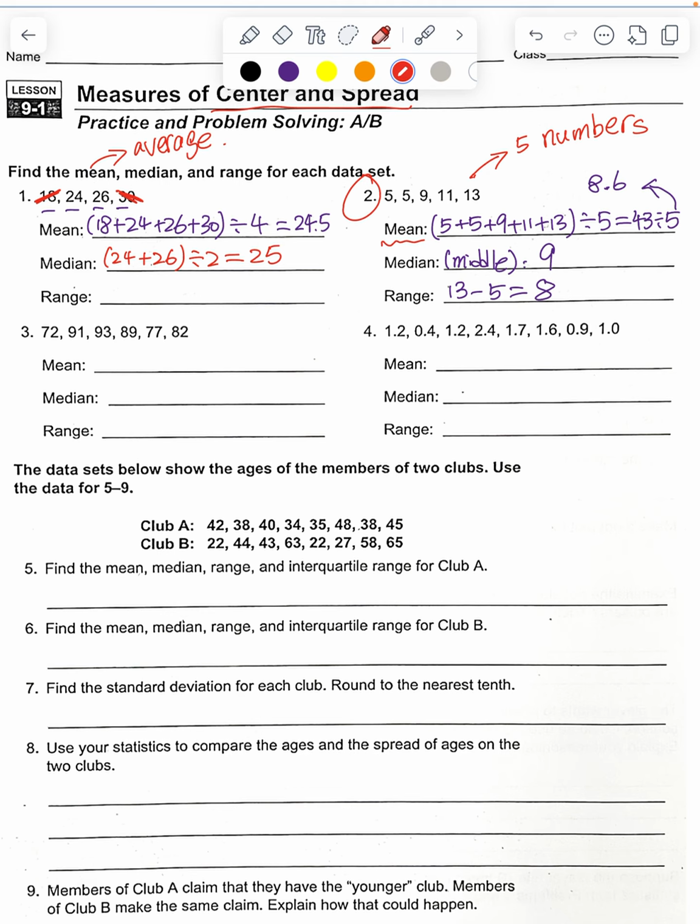Okay, range. What is the range? The biggest number, which is 30, subtract the smallest number, which is 18. The range is 12.